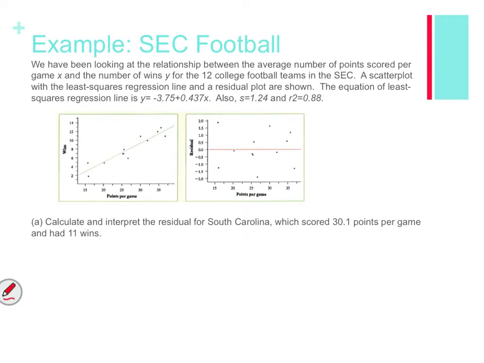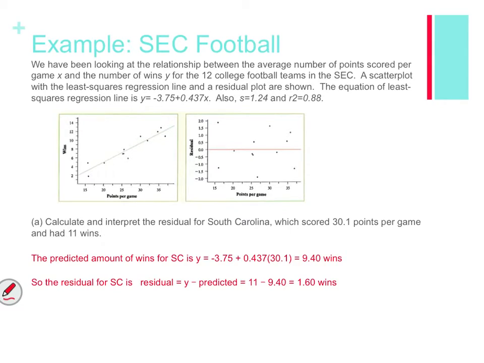We have been looking at the relationship between the average number of points scored per game and the number of wins, which is our y, for the 12 college football teams in the SEC. A scatter plot with the least squares regression line and a residual plot are shown. The equation of the line is as follows. Also, I give you S and R squared. The first thing I want to do is calculate and interpret the residual for South Carolina, which scored 30.1 points per game.